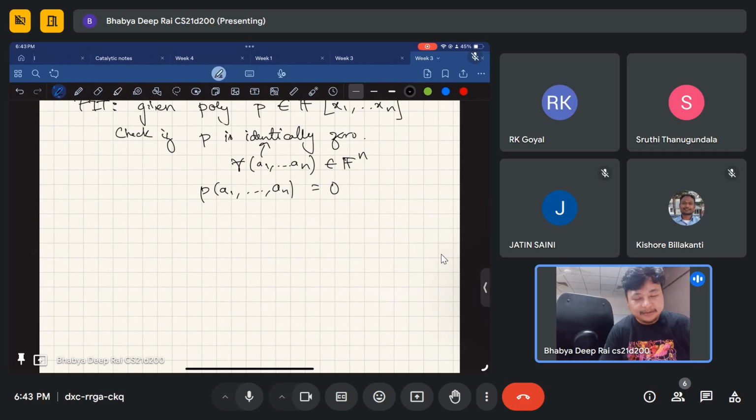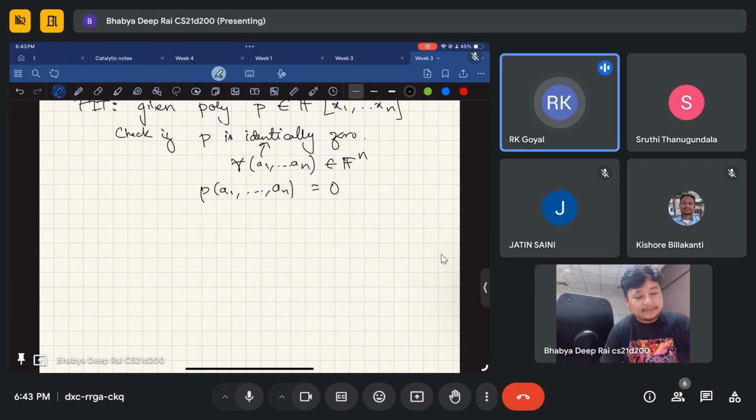So what's the purpose of using this field thing here? And moreover, can you give one example, because this PIT problem formulation is not that clear.